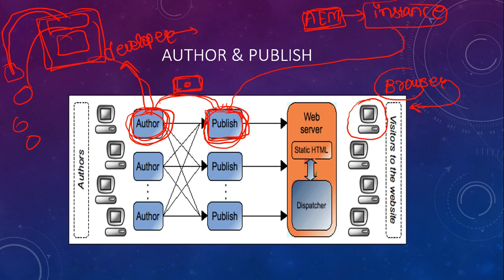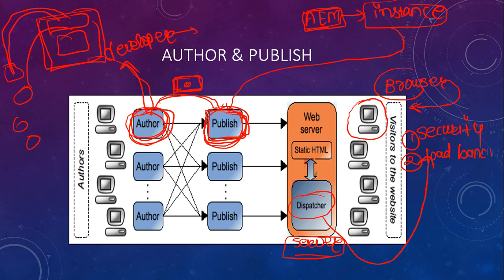When it requests like this, it will indirectly come to your publish instance. But before the publish instance we have one server, and inside the server we have one module, that is the dispatcher. Why do we use the dispatcher? It is used for security first of all, then load balancing, and the third one is caching.